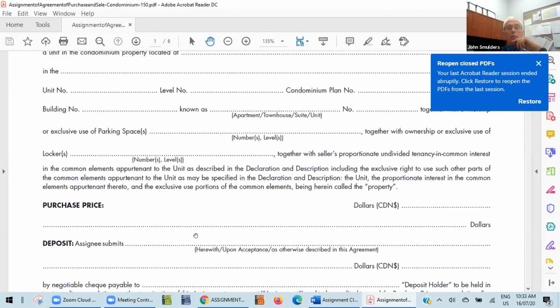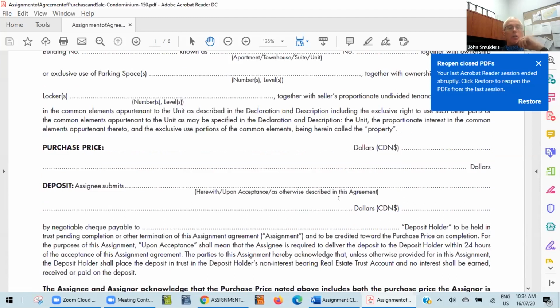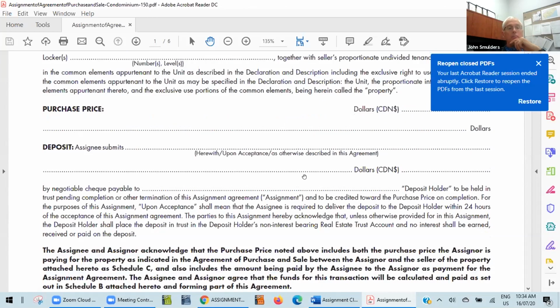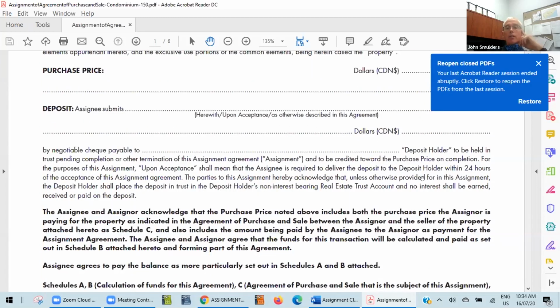The purchase price. The purchase price is the total purchase price, including the profit that the assignor is going to make. Back to Jeff's question, the assignee submits a deposit here, Jeff, you know, 20,000, 30,000, whatever's kind of normal. And here, upon acceptance or otherwise described, that's all normal as well. And it's the same thing, the deposit is due within 24 hours upon acceptance, same idea.